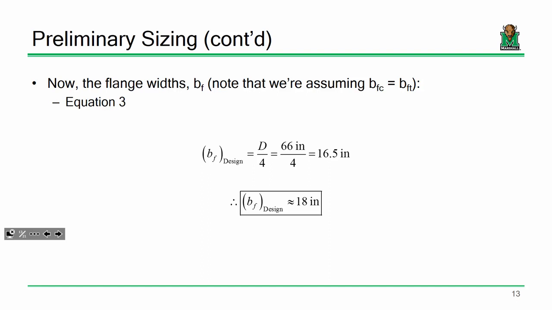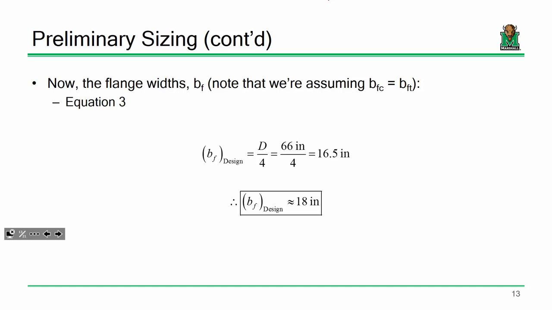All right, flange widths. Now I'm going to assume that the tension flange and the compression flange have the same width. So I'm starting with B sub F. You can say B sub FC, but it's all the same. And I'm saying that's going to be D over 4, backing that D over 6 limit off a little bit. So 66 over 4 is 16.5 inches. I'm going to round that up.